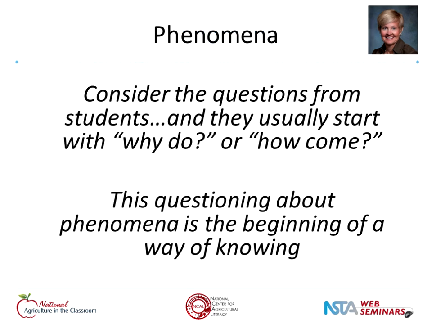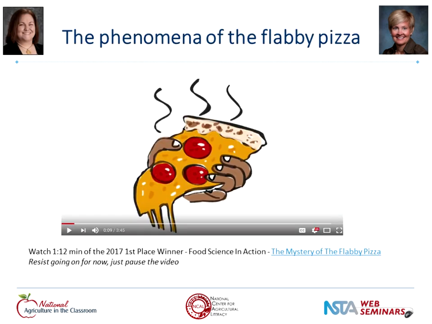In terms of phenomena, another thing that's important in the Next Generation Science Standards, consider the questions from students, and that they usually start with a why do or how come. They're not things that are just factual, like how many, but more why do and how come. And there are so many of those different kinds of things in agriculture. This questioning about phenomena is the beginning of a student's way of knowing, all of our way of knowing. Why do, how come? And so with that, one of our first phenomena that we're going to take a look at is the phenomenon of the flabby pizza.